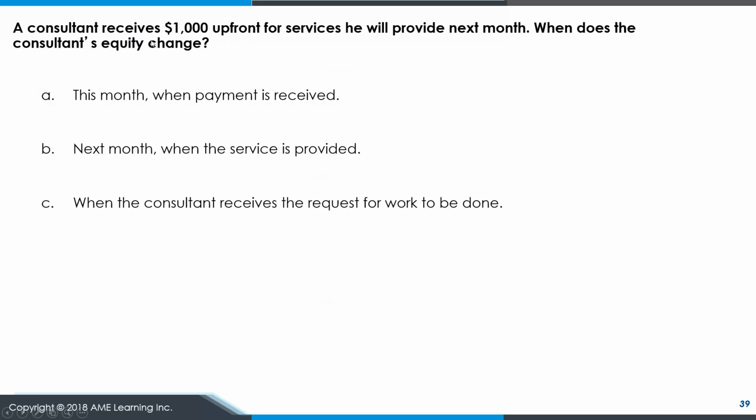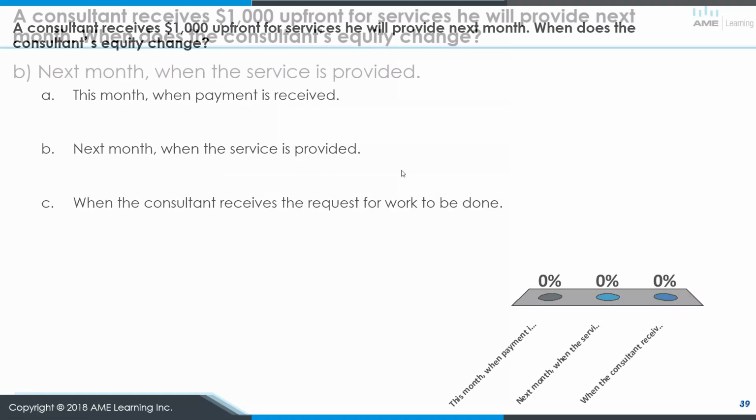A consultant receives $1,000 up front for services to be provided next month. When does the equity change? Remember, the equity changes when the services are provided, so next month, B would be the answer.